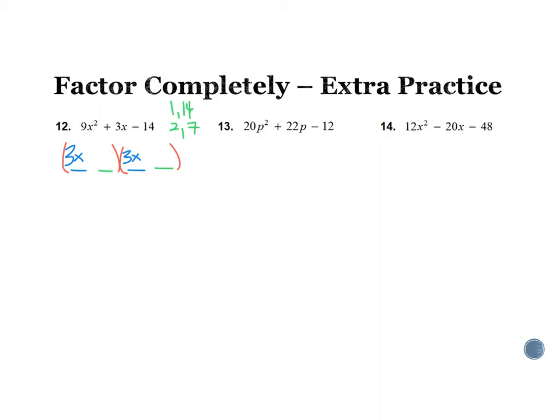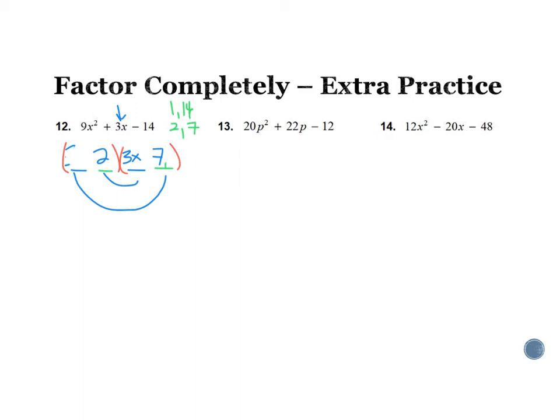So maybe we put, let's say, 1 and 14. With a 42x and a 3x, can I make 3x? No. Okay, so if I switch 1 and 14, that's not going to do me any good. So maybe I use 2 and 7. With a 21x and a 6x, can I make a 3x? No, and I can't switch. If I switch the 2 and the 7, it's the same thing because they're both 3 and 3.